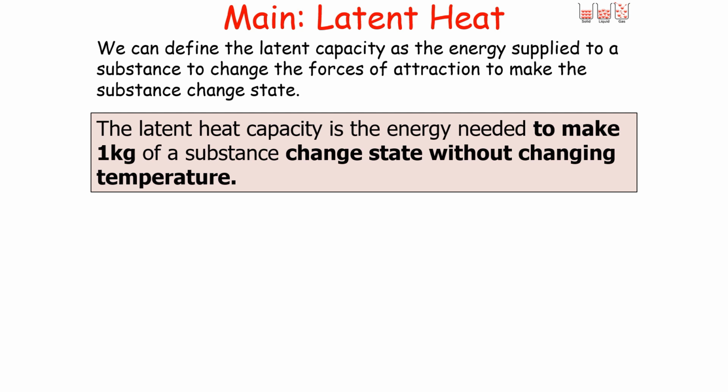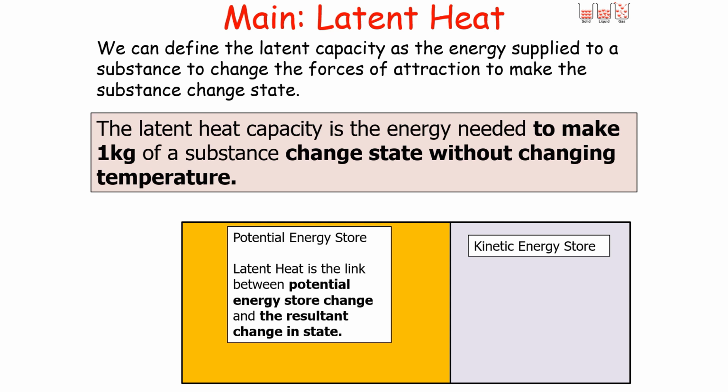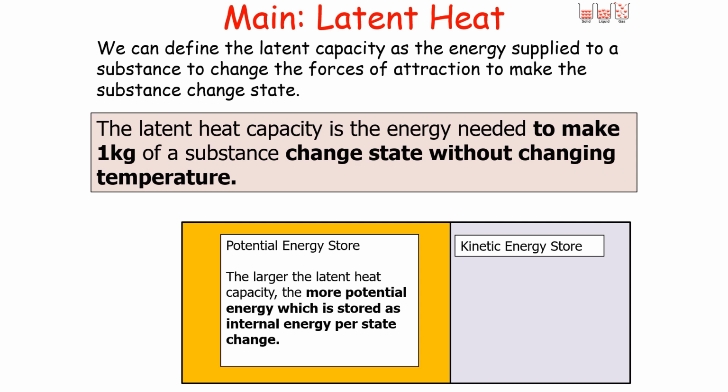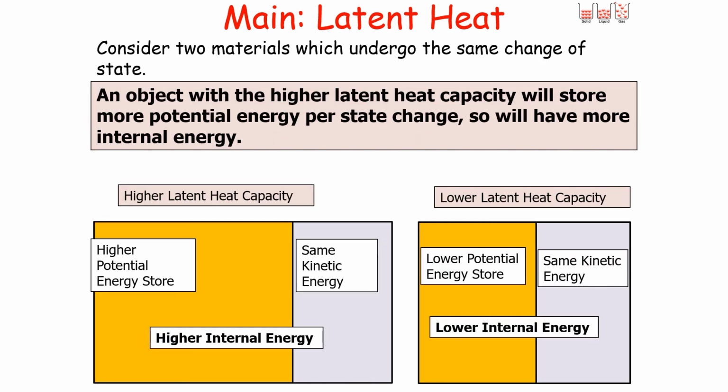So the specific latent heat capacity is the energy needed to make 1 kilogram of a substance change state without a change in temperature. So the latent heat is the link between the potential energy store change and the resultant change in state. So the larger the specific latent heat, the more work is needed to change the state of a substance. So the larger the latent heat capacity, the more potential energy which is stored as internal energy per state change.